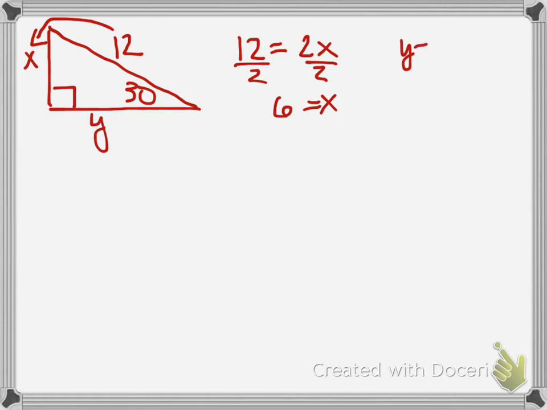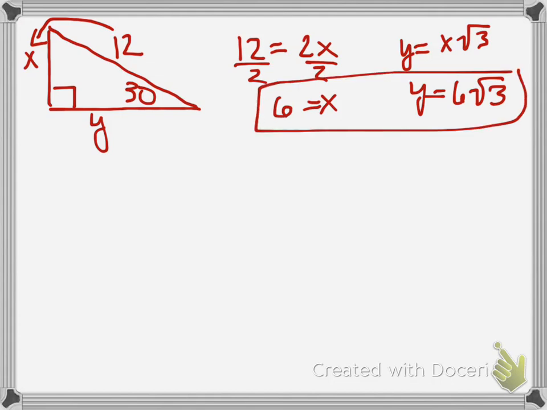Then if I know the short leg is 6, all I've got to do is multiply that by the square root of 3 to get the longer leg. So that's 6 square root of 3. There's your answer. Let's do another example.